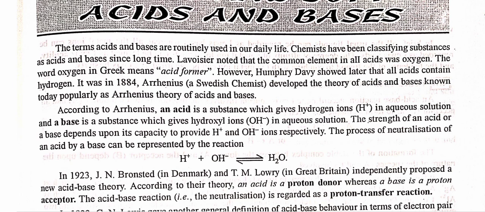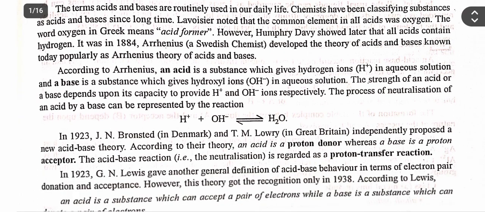It was in 1884 that Arrhenius developed the theory of acids and bases, known today popularly as the Arrhenius theory of acids and bases. According to Arrhenius, an acid is a substance which gives hydrogen ions, H+, in aqueous solution, and a base is a substance which gives hydroxyl ions, meaning OH- ions, in aqueous solution.